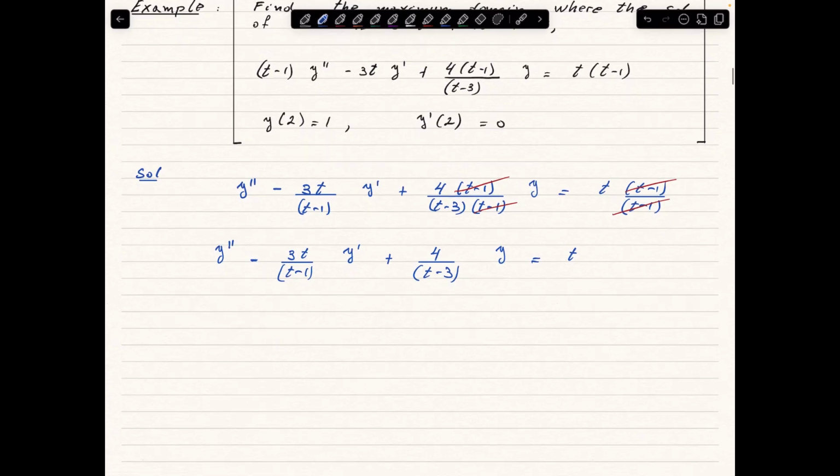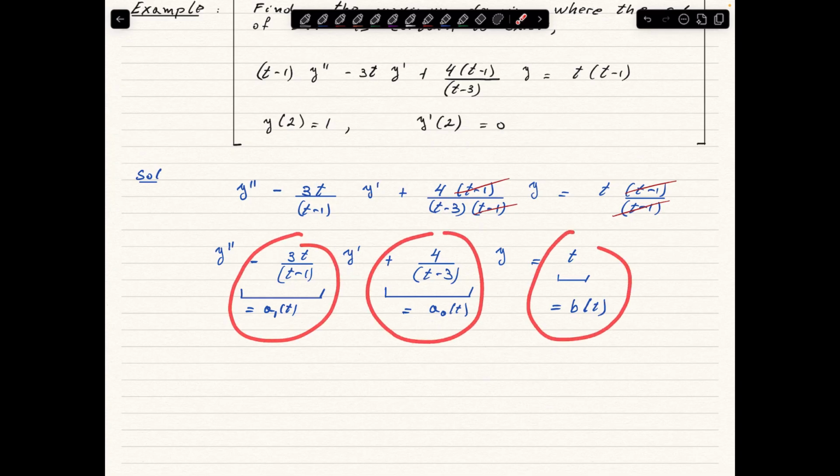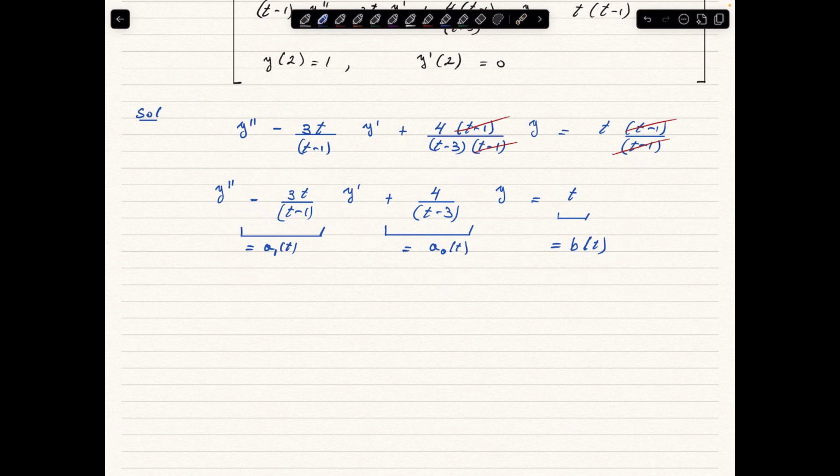Okay, that's the equation, and now is where we can say, okay, this here has to be the coefficient a1 as in the theorem, and this here, including the signs in both cases, has to be the coefficient a0, and of course this here is the coefficient b of t. So now we need to find the interval where these coefficients are continuous. And well, that is easy, except at 1 and 3, everywhere else is defined.